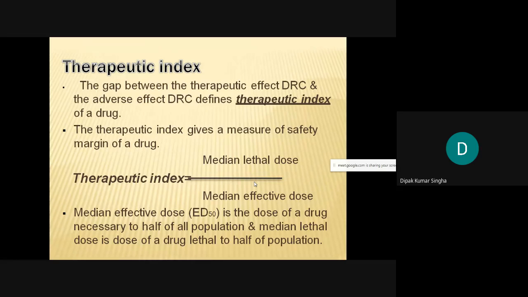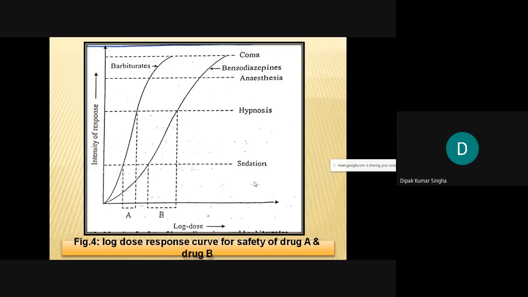Or the therapeutic index. Okay, this is clear up to this. Any question?